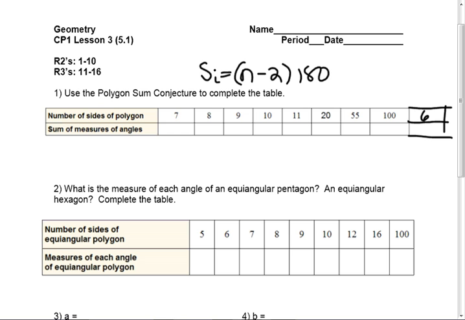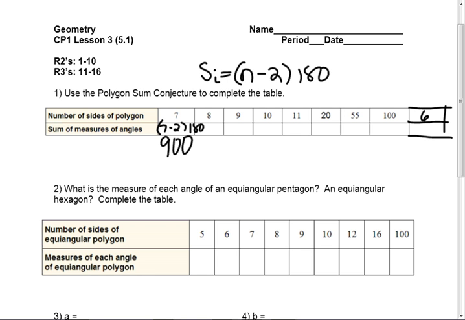This is going to be 7 minus 2 times 180. What does that give us? Well, you have your pink sheet. Look at it. 900. We should have it written down right there. It's 900. Okay? So does everybody know how to complete this table here?